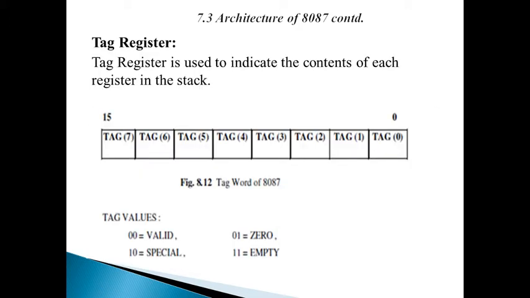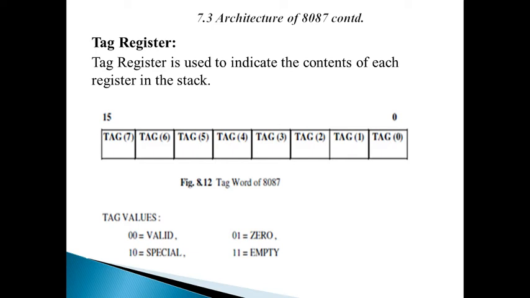Tag register. The tag register is used to indicate the contents of each register in the stack. So this gives the status about the stack contents. In total there are 8 stack registers, and 2 bits are used for representing each of the registers. So 2 into 8, a total 16-bit register. The 2 bits of each register give the status.